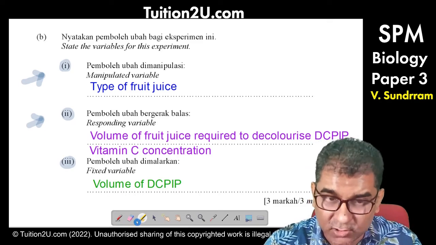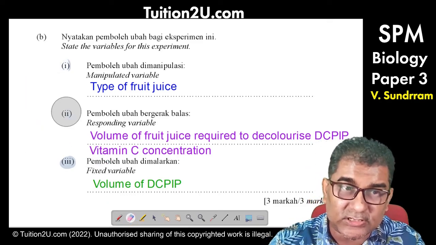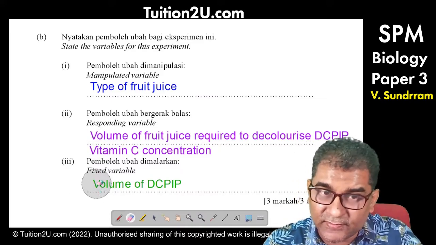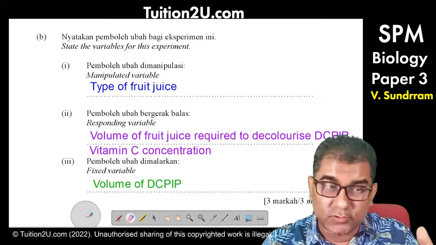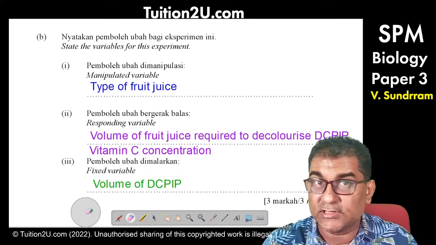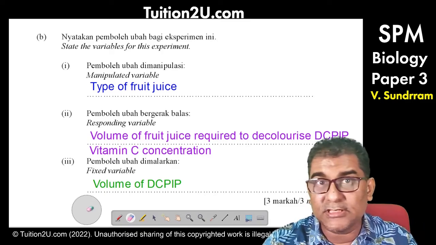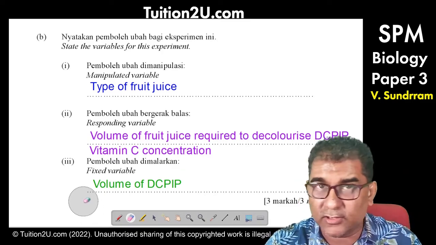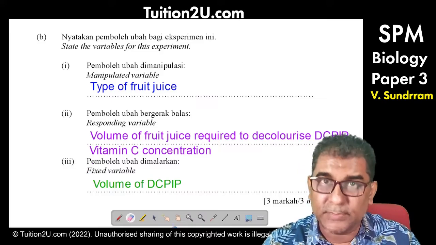Like in the old syllabus, normally I'll tell the students, you answer question B first. Go straight to question B, identify all the variables. Make sure you know what the variables are even before you answer all the other questions. Why? Variable is the keyword. Make sure every answer has the variable, and you can get your marks. So this is question B.